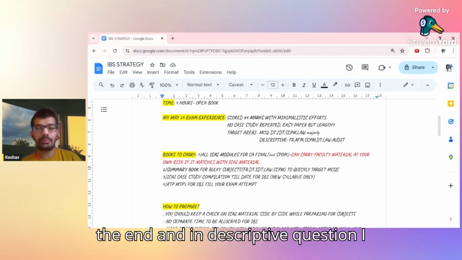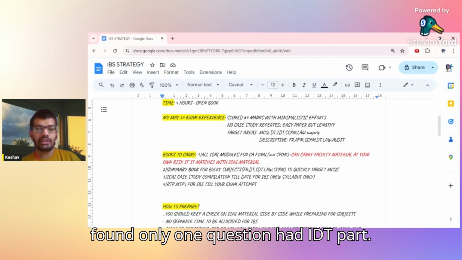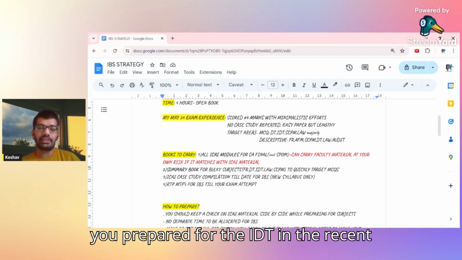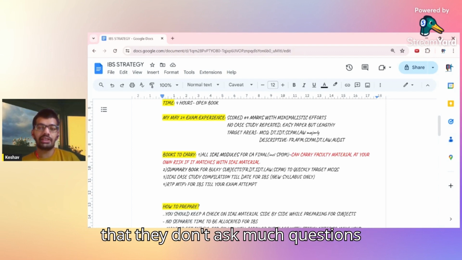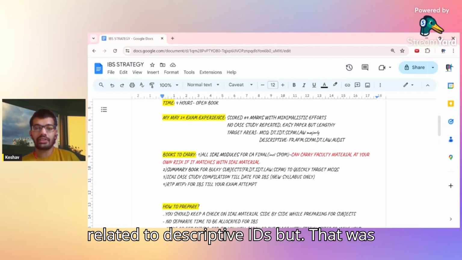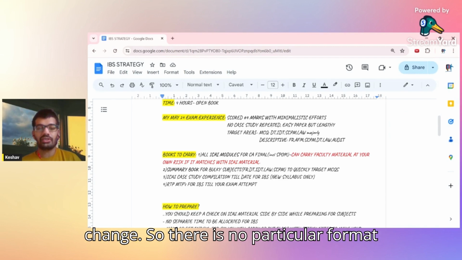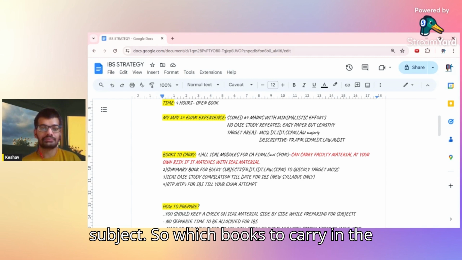And in descriptive questions, I found only one question had an IDT part. Basically, because you appeared for IDT in the recent exams only, there could be a mindset that they don't ask many descriptive questions related to it, but that was in May 24. In Nov 24 or May 25, it can change. So there is no particular format like that. You have to prepare every subject well.